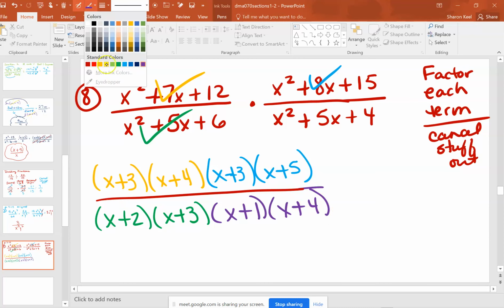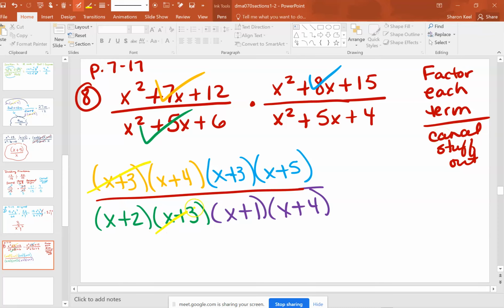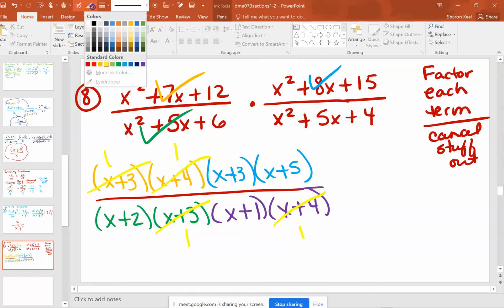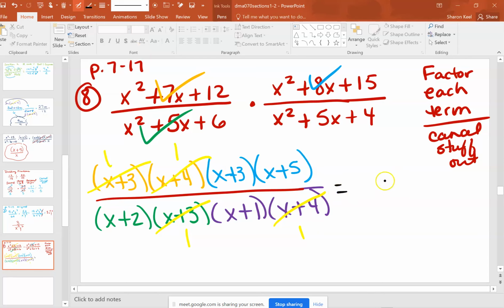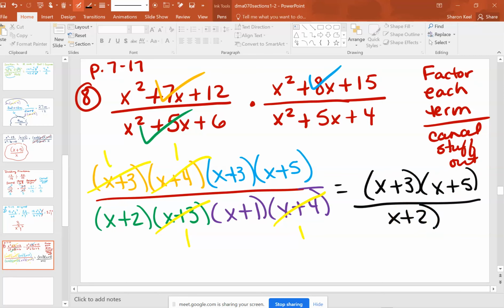And at this point, we're going to cancel stuff out. So we have an x plus 3 here and here. Can't do this one because I'd have to have another matching one in the bottom, and I don't. x plus 4 here and here. And then there is nothing else that we can cancel. So your final answer is going to be an x plus 3 with the x plus 5 over an x plus 2 and an x plus 1.